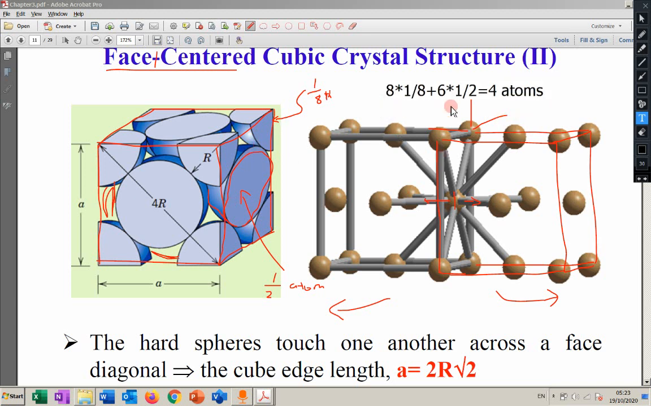Remember, you're not going to put those 4 beside each other. One at each corner and one at each face. That's how they are arranged. One at each corner, you can see them here. There are 8 corners. And then we have one at each face, which is 6 faces. When we slice them, 1/8 of each corner belongs to this cell, and half of each face atom belongs to this unit cell, and the other half belongs to the neighboring unit cell.